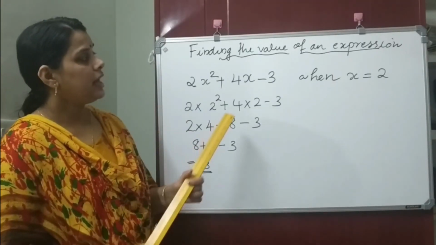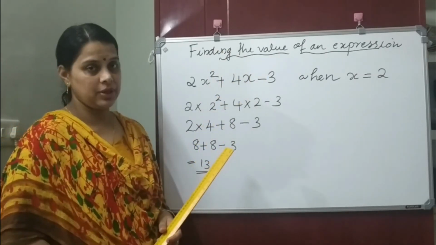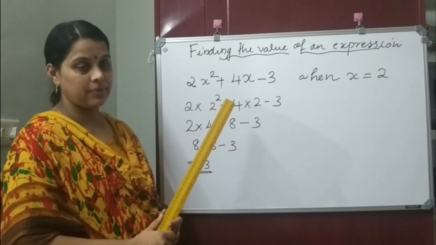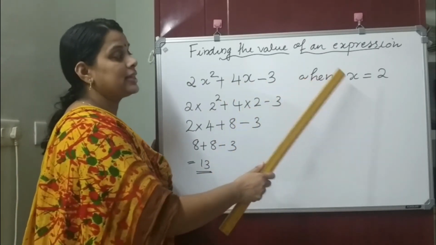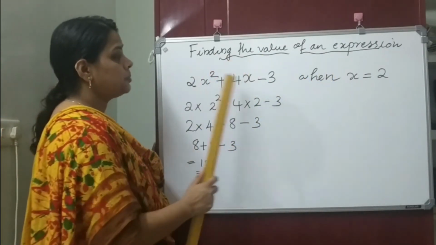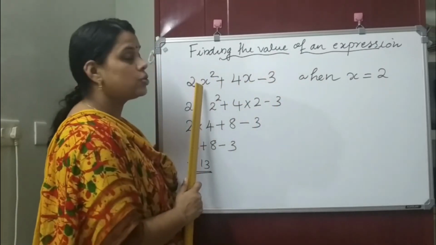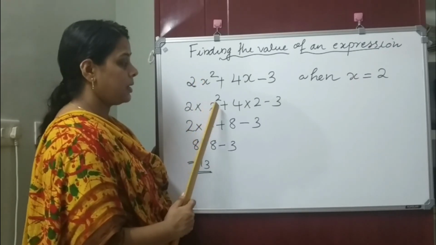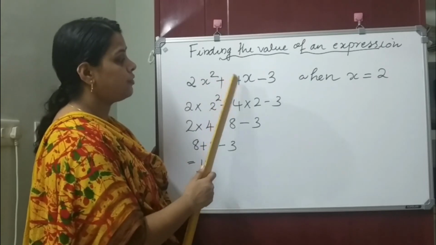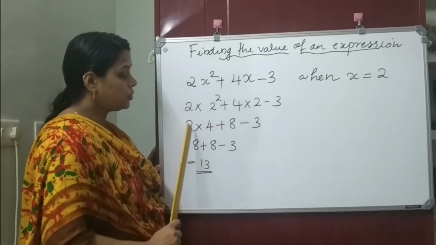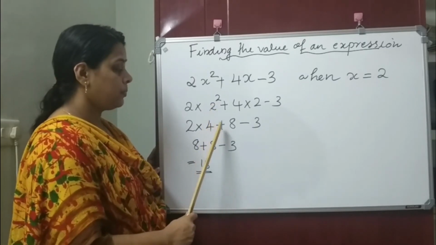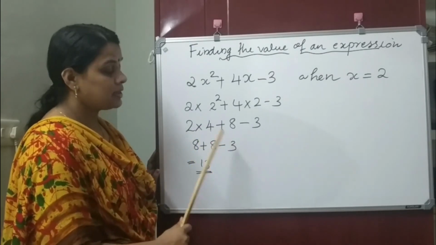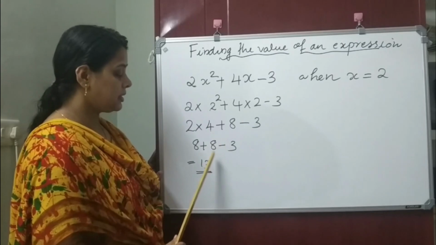Next is finding the value of an algebraic expression. We can find the value of an expression by replacing the variables with numbers. Find the value of this expression when x is 2. It's very easy. Just put the value of x as 2 here. That is 2x square will be 2 into 2 square, plus x square will be 2 square, plus 4x is 4 into 2, minus 3. So 2 into 2 square is 4, plus 8 minus 3. Here 8 plus 8 minus 3. What is that? 8 plus 8 is 16, minus 3 is 13.